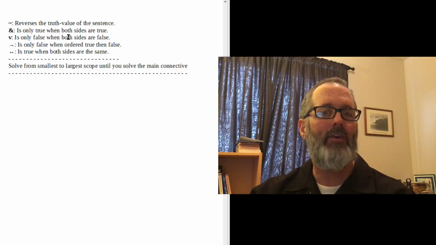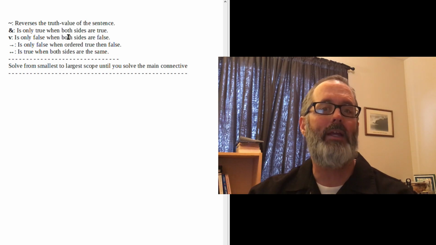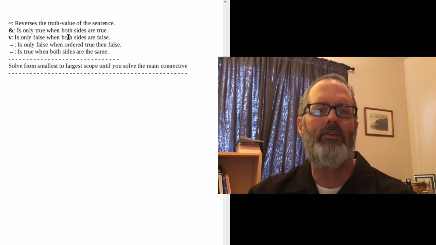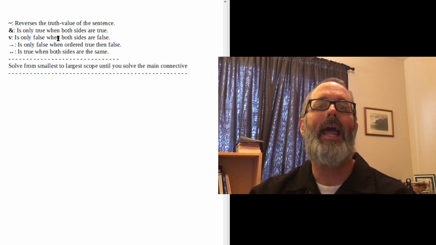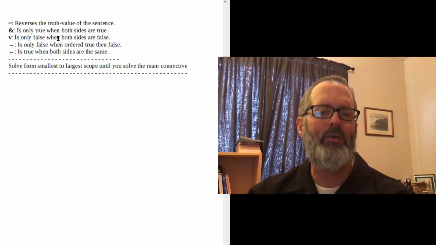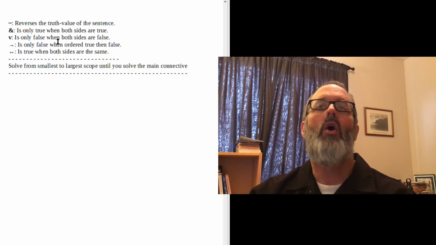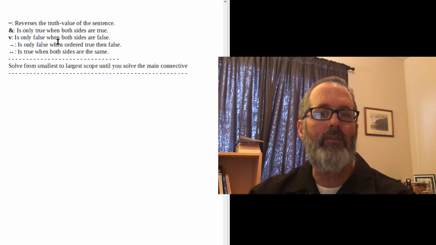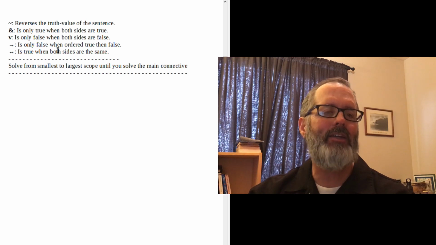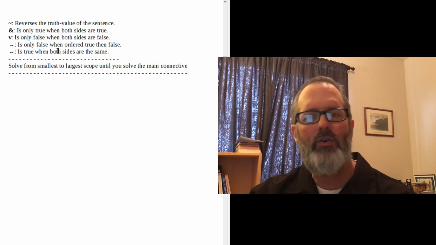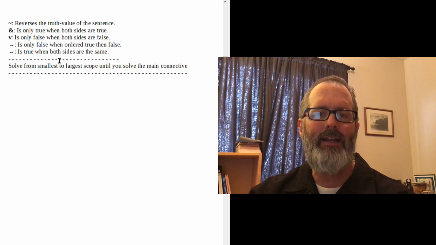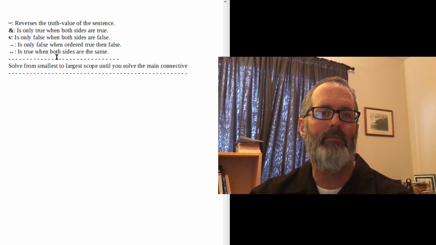A negation reverses the truth value of the sentence. Repeat after me. A negation reverses the truth value of the sentence. And: an and is only true when both sides are true. Or: an or is only false when both sides are false. Conditional: a conditional is only false when ordered true then false. A biconditional is only true when both sides are the same.